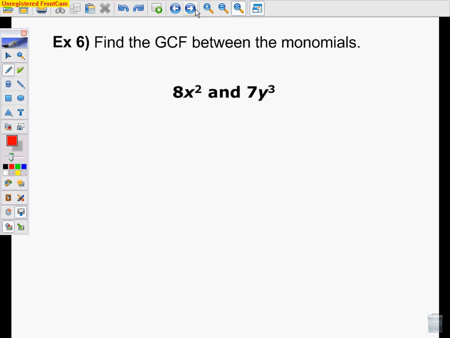Next, find the GCF between the monomials. Well, let's look between 8 and 7. What's the greatest common factor that comes out of both of those? Well, that would be the number 1. And then here you have an x squared and a y cubed. Well, those aren't common. So since you can't take the same thing from both of them, here the GCF is just the number 1.